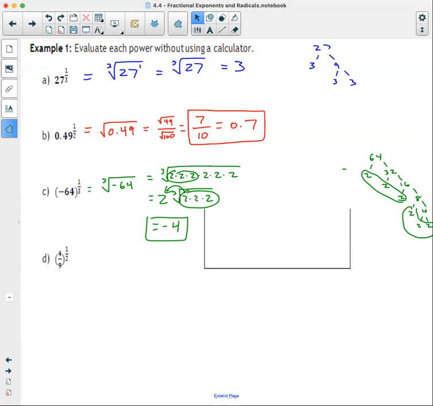Okay, this last one, feel free to try on your own if you'd like. So we have a fraction and a fractional exponent. So let's deal with the fractional exponent first, and then we'll deal with the fraction side. So to the exponent 1/2, so we're taking the square root of 4/9. And anytime we're taking the square root of a fraction, remember we should take the square root of the numerator and the denominator separately. Okay, and the square root of 4 is 2, and the square root of 9 is 3.